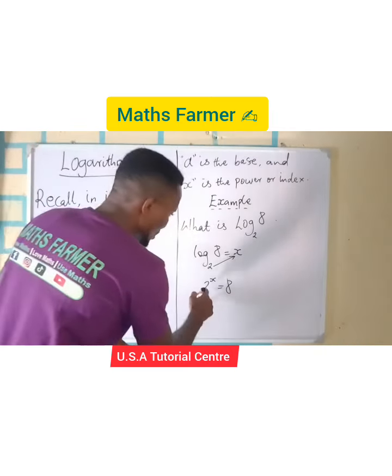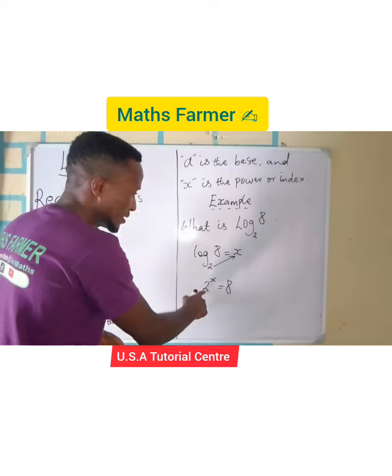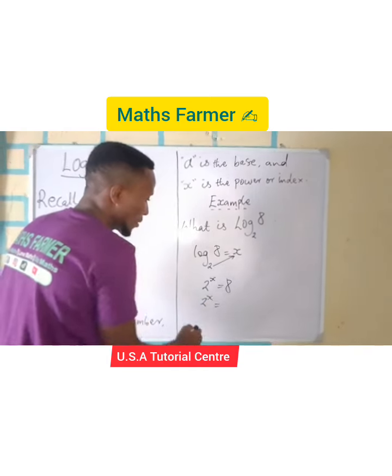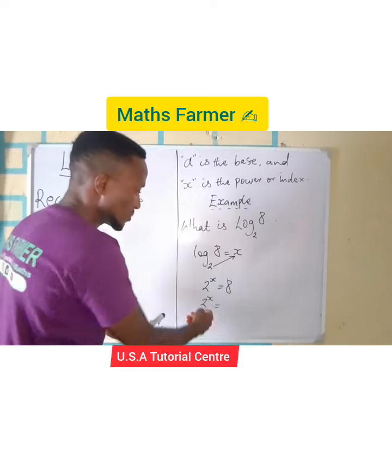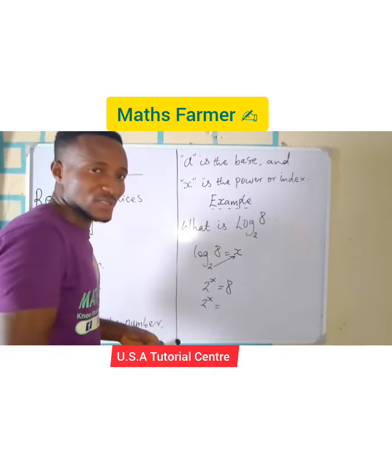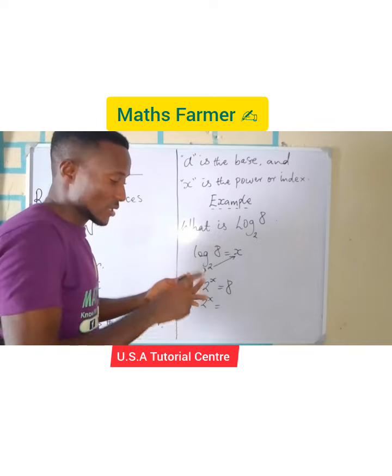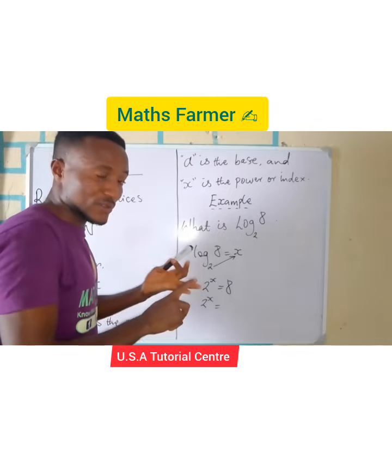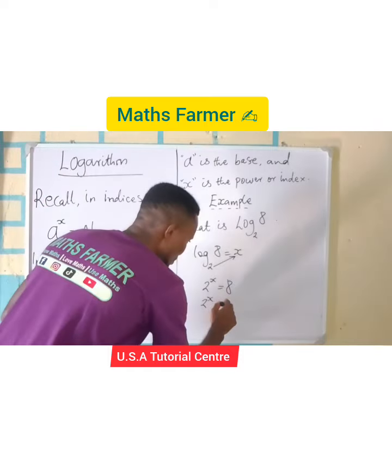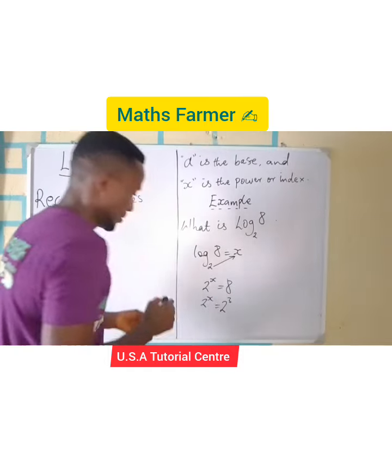So now we cannot break 2 down. 2 is already in its lowest form. We'll write it again. Now you ask yourself, how many times do you multiply 2 to give us 8? That is 2 times 2 times 2. 2 times 2 is 4, times 2 is 8. That is 3 times. So it's something as 2 raised to the power of 3.